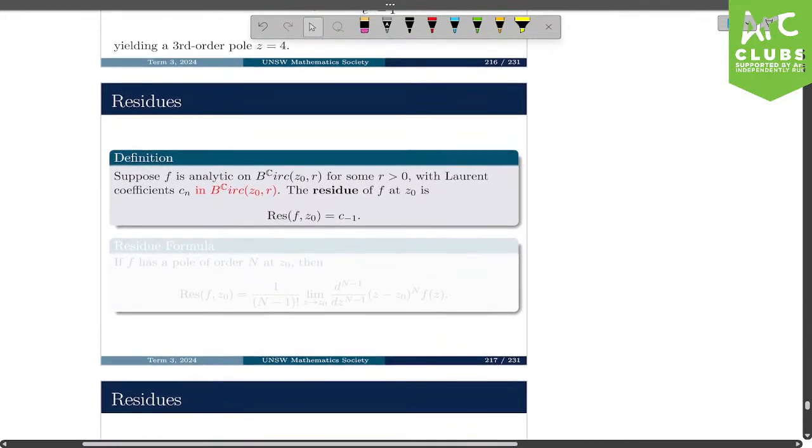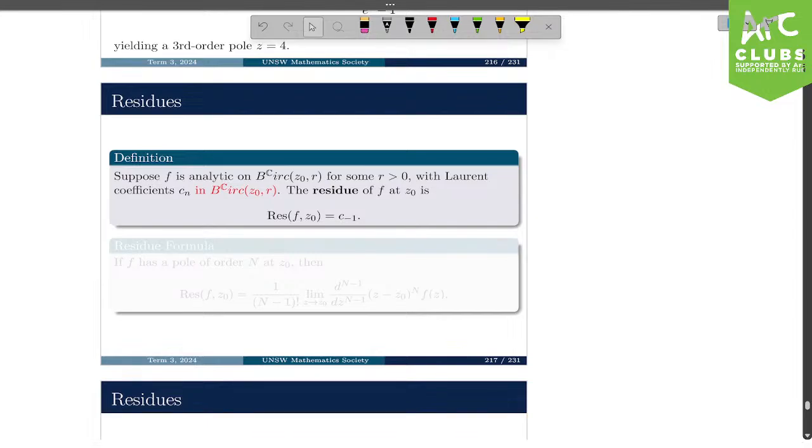Now we have residues. Okay, so a residue is just like, suppose f is analytic on a punctured ball B(z0, R), with z0 as its center, for some R greater than 0, with Laurent coefficients within the ball. Now, the residue of f at z0 is given by the coefficient of (z minus z0) to the minus 1 in the Laurent series. Okay?